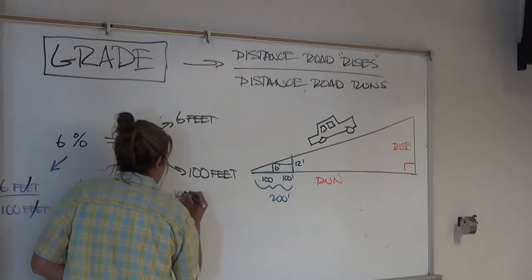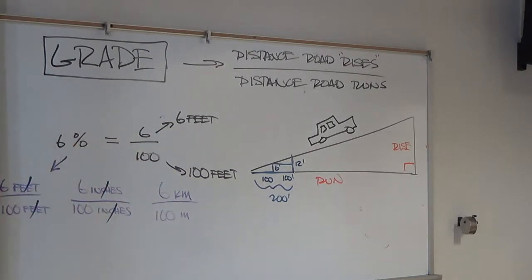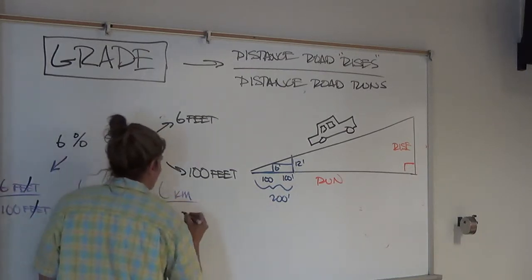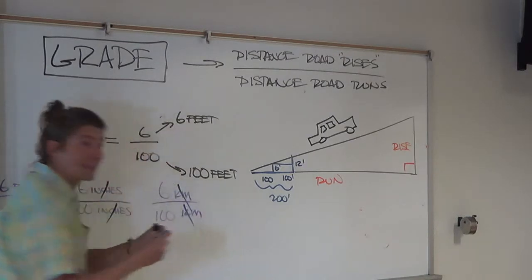6 kilometers over 100 meters? No, that won't work, because it isn't the same unit. It has to be the same unit. The reason I bring this up is because we're going to analyze this in class.